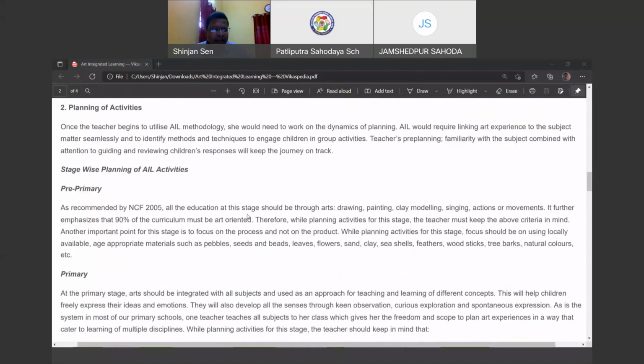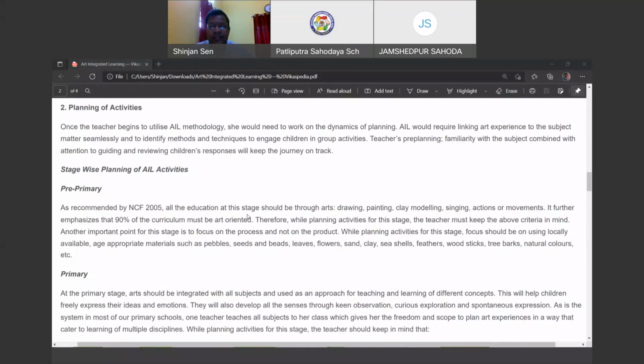As recommended by National Curriculum Framework 2005, NCF 2005, all the education at this stage should be through arts, drawing, painting, clay modeling, singing, actions or movements. We further emphasize that 90% of the curriculum must be art oriented. And I will tell you, respected teachers, believe me, madam is sitting over there with us. She has a very, very good experience about this.